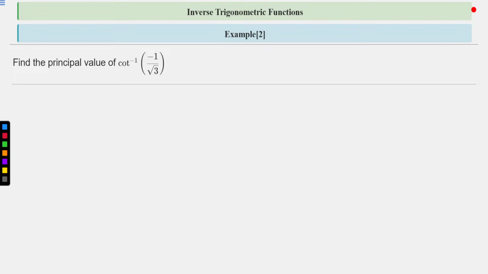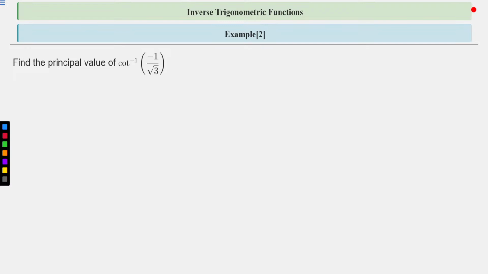2 pi by 3. One is saying 2 pi by 3. Others, please respond. What should be the value of cot inverse minus 1 by root 3? Okay, some students are saying 2 pi by 3. Let us discuss now.